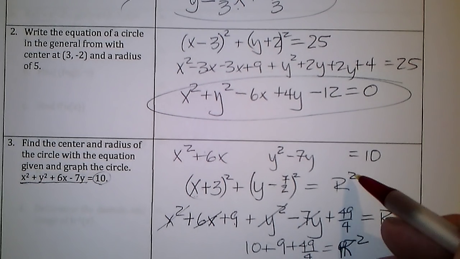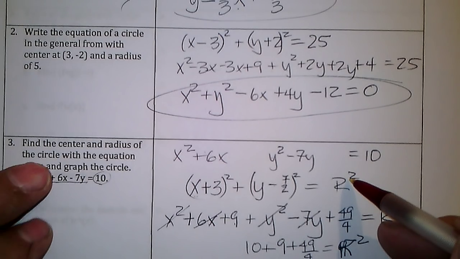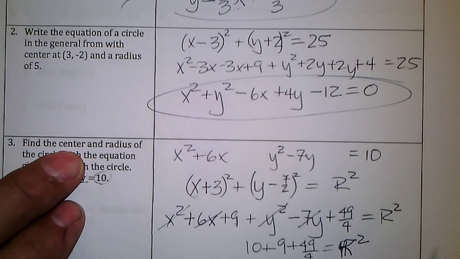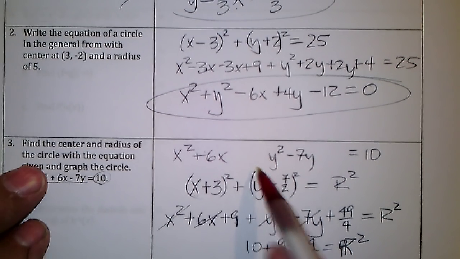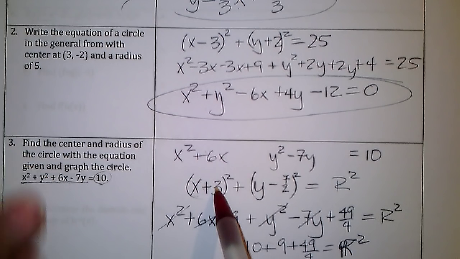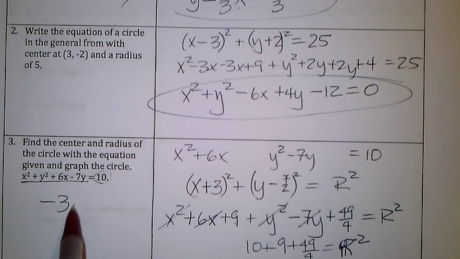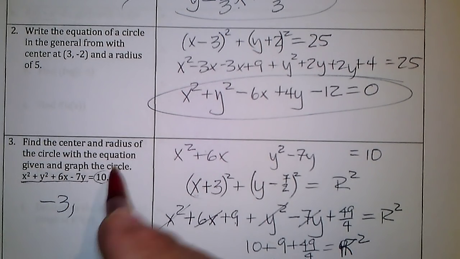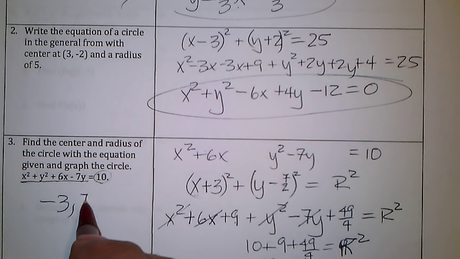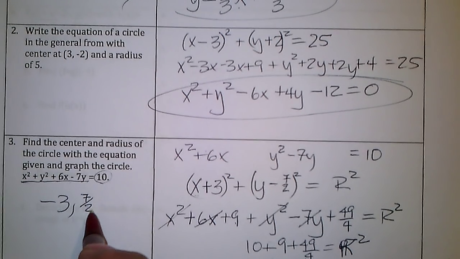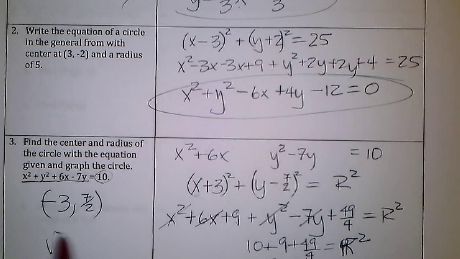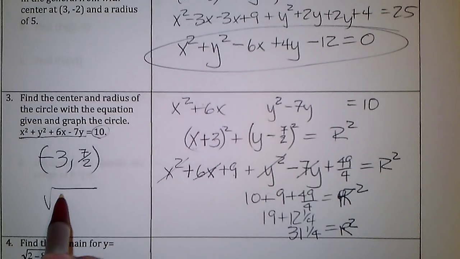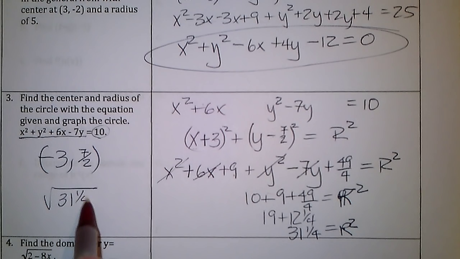So in, find the center is, so it says find the center and the radius for this. So the center's at negative 3, half of that, and half of that, positive 7 halves. And the radius is the square root of 31 and 1/4.